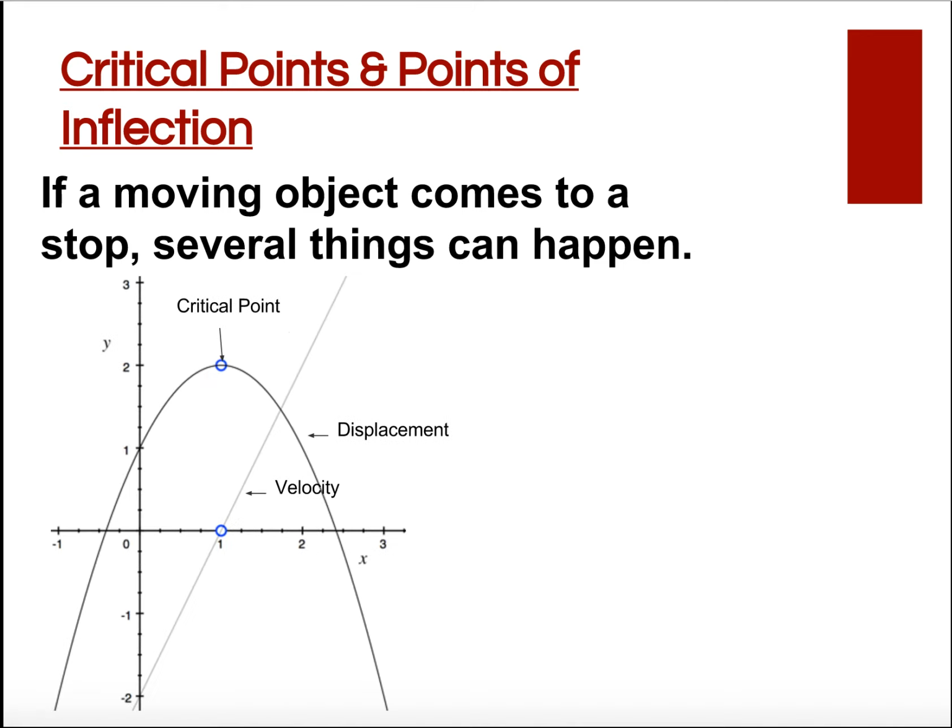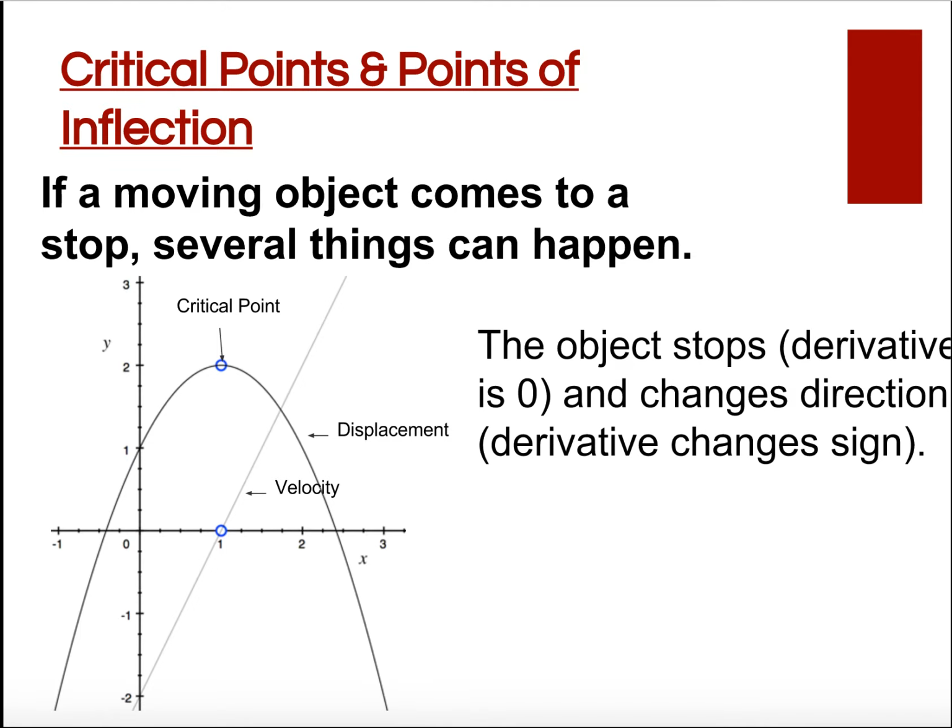Another thing that can happen when a moving object stops is that it does stop and it changes direction. So the parabola is the displacement and the linear function is the velocity. So here's your critical point. That's your horizontal tangent, the derivative is 0. So the object stops, its derivative is 0, and then it changes direction. So the derivative changes sign. So here we have positive.